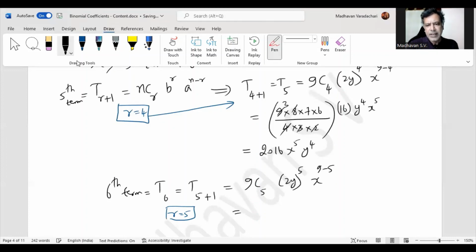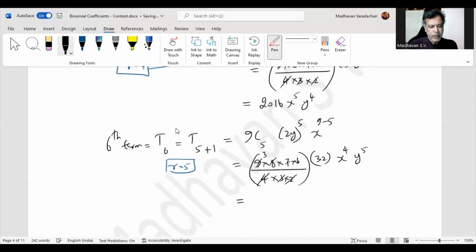So 9C5 is the same as 9C4. So I will rewrite the same thing, 9 into 8 into 7 into 6 divided by 4 into 3 into 2, times 2 to the power of 5, which is nothing but 32, and this is x power 4 and then y power 5. So again, this goes with this, and then this becomes 3. So now 3 into 7 into 6 into 32, we get 4032 x to the power of 4, y to the power of 5.